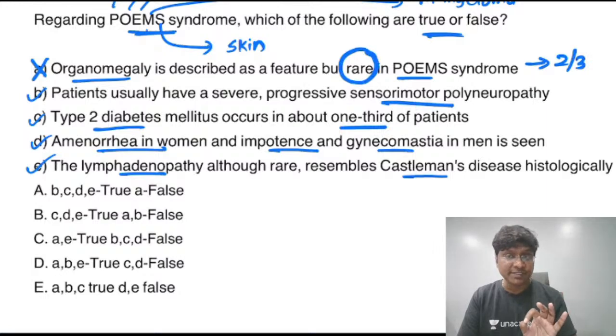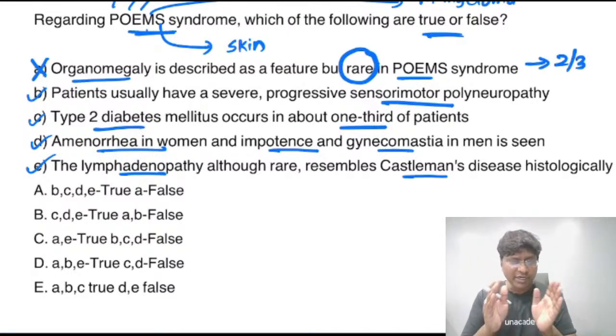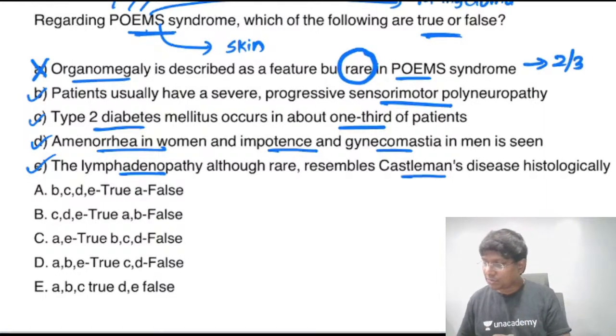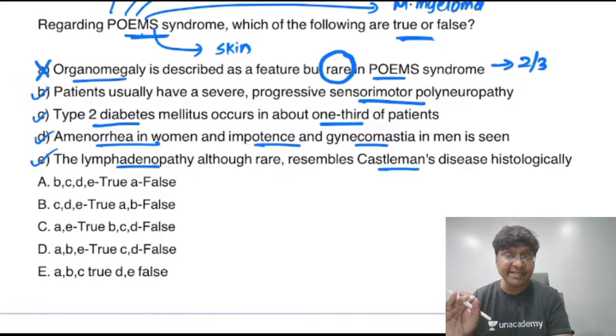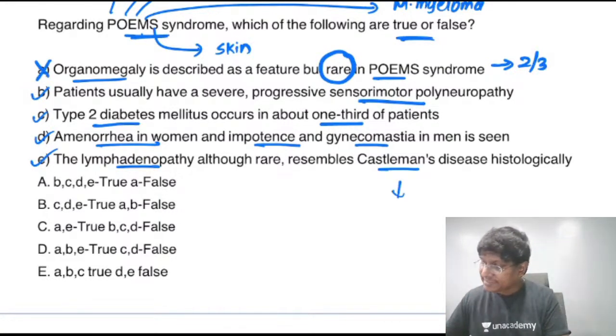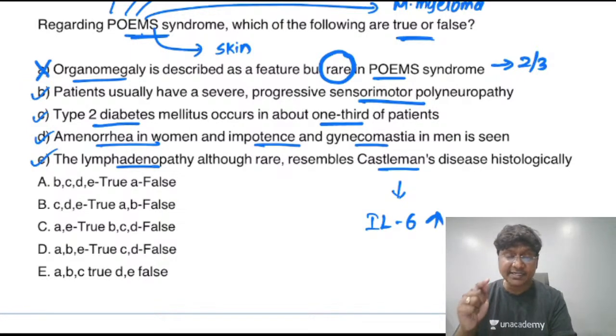What about lymphadenopathy? Lymphadenopathy is rare and resembles Castleman's disease histologically. So, what is Castleman disease? It is a condition that has been linked to interleukin 6 overproduction. That is what Castleman's disease is.